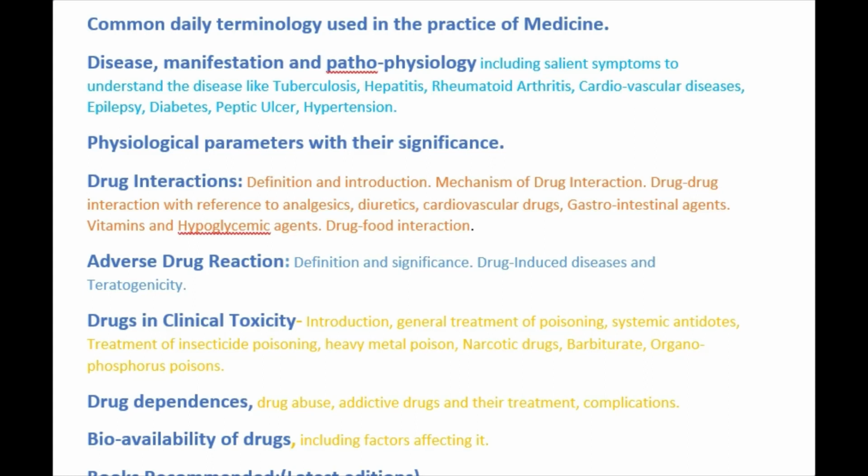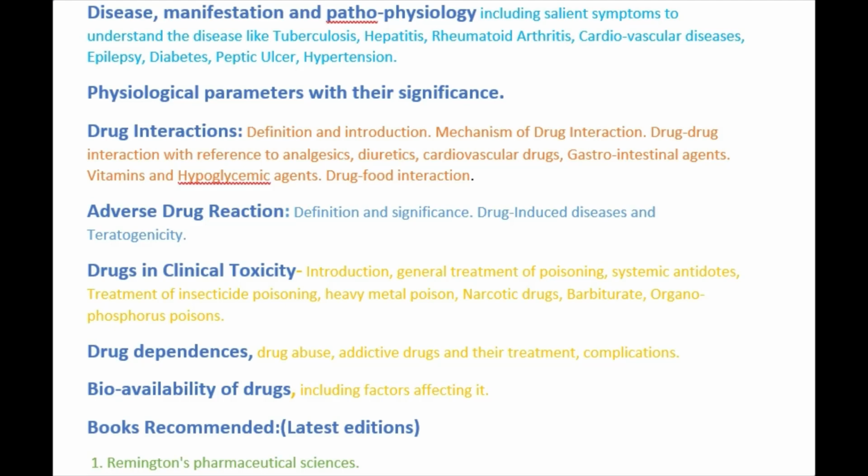Drug interactions contain definition and introduction, mechanism of drug interaction, drug-drug interaction with reference to analgesics, diuretics, cardiovascular drugs, gastrointestinal agents, vitamins and hypoglycemic agents, and drug-food interaction. Next is adverse drug reaction. It contains definition and significance, drug-induced diseases, and teratogenicity.